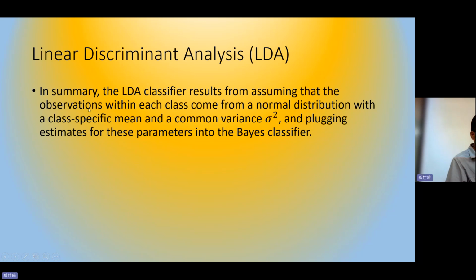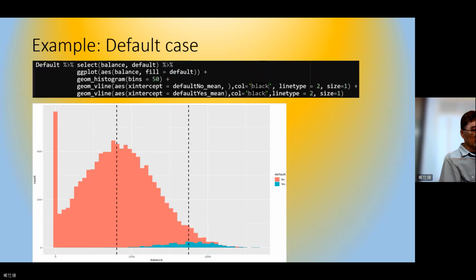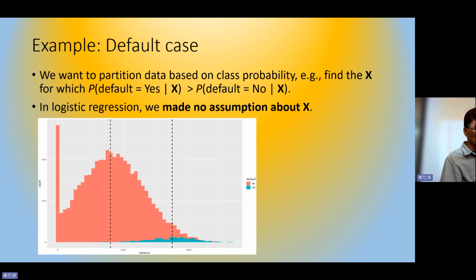Another assumption of LDA, or linear discriminant analysis, is that it assumes that observations within each class come from a normal distribution with a class-specific mean and a common variance. So we mentioned that before.